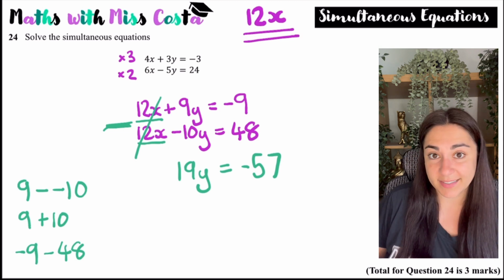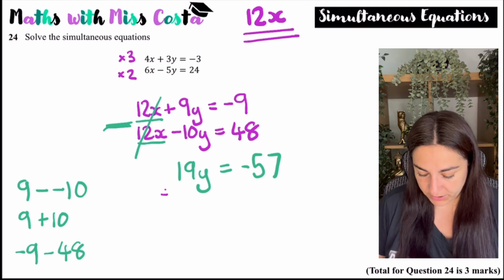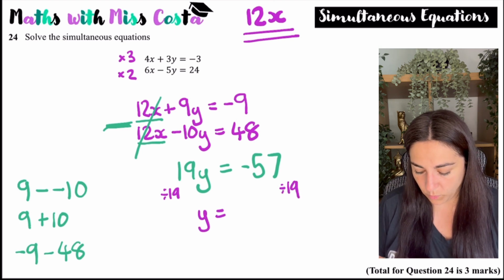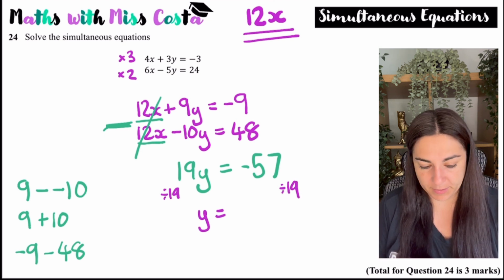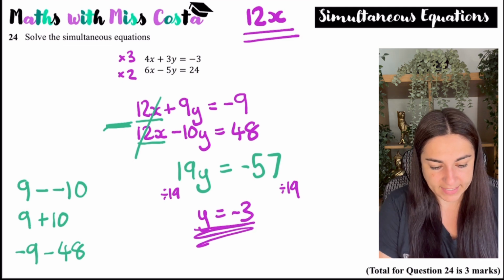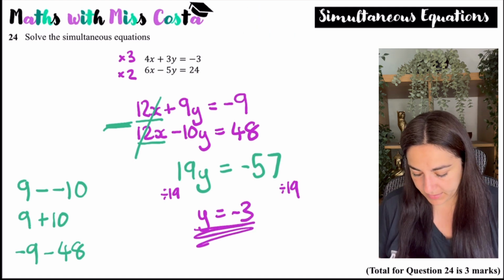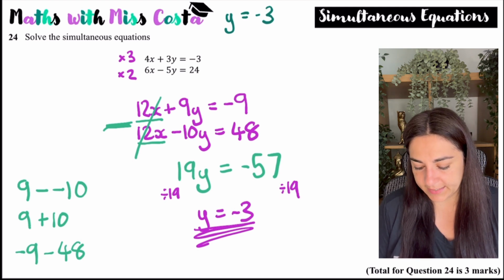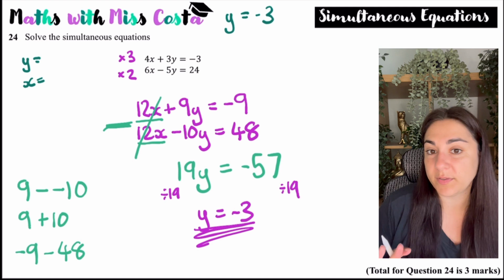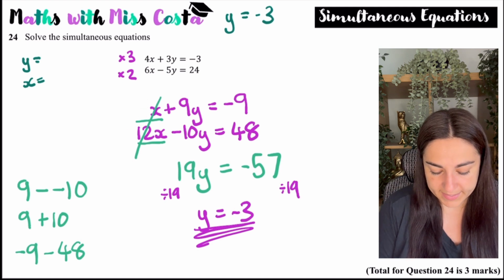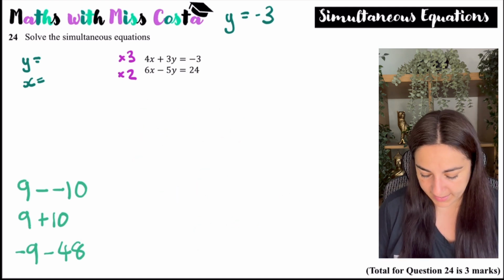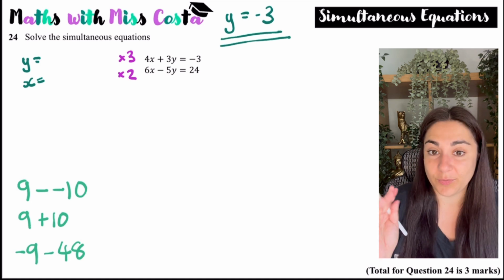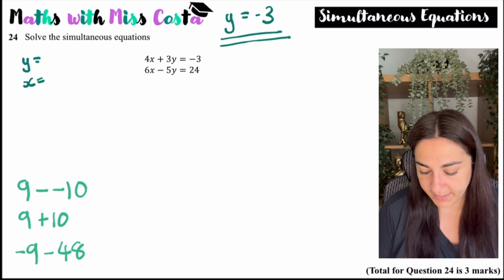So I've subtracted the equations, and now what I want to do is divide by 19 to figure out what y is. So y is going to be minus 57 divided by 19, which is minus 3. So I've worked out that my y is equal to negative 3. That's step one, because to solve simultaneous equations, you need to figure out what the y is, what the x is. And of course, they're not always going to be y and x, but, you know, the two variables. So you've worked out what one of your variables is. You know that y is negative 3.